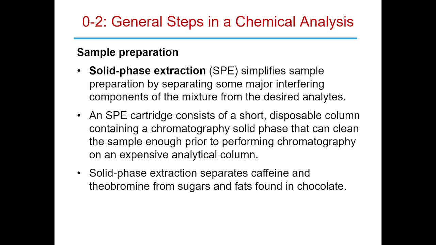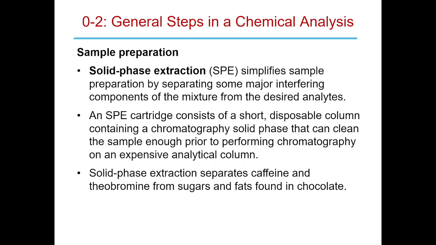Yeah. That's what you're analyzing. It's one component of the mixture, right? Okay. So an SPE cartridge consists of a short disposable column that contains a chromatography solid phase that can clean the sample enough prior to performing chromatography on an expensive analytical column. Essentially, it's to remove stuff that can block it, so you don't have to clean it so much.